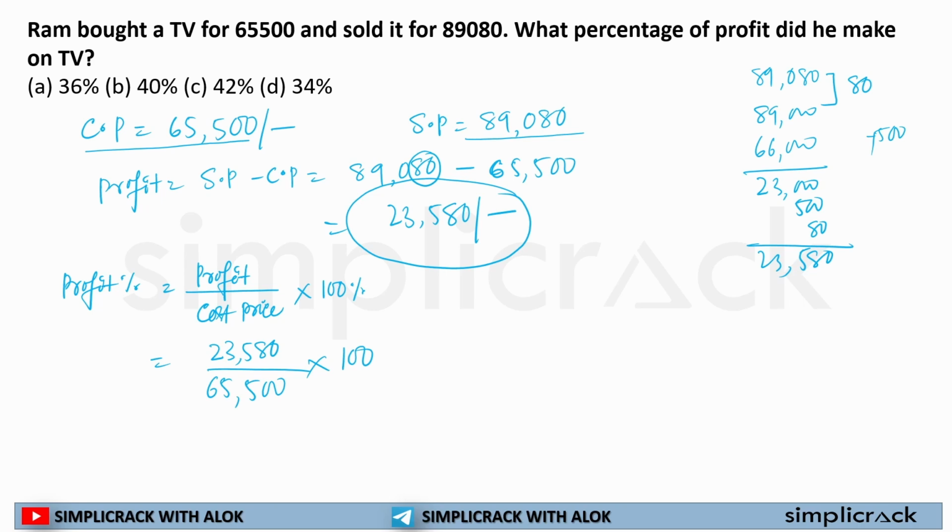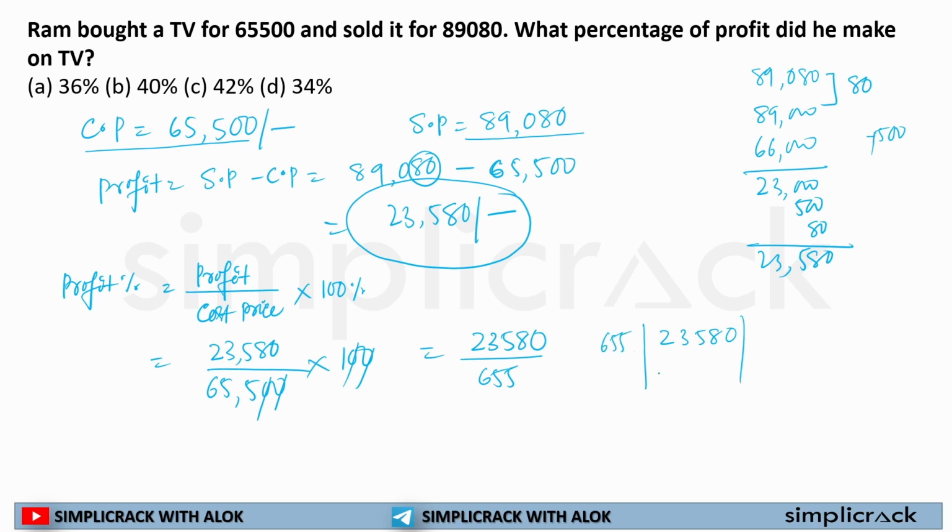So I have two options. Either I will try to cross multiply these both things and then solve it, or I can do one thing. I can cross out the 0. So now my question is 2358 divided by 655. So now if I have to solve this, 655 by 23,580. How would I solve it?